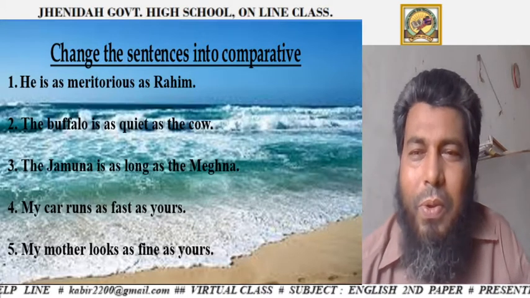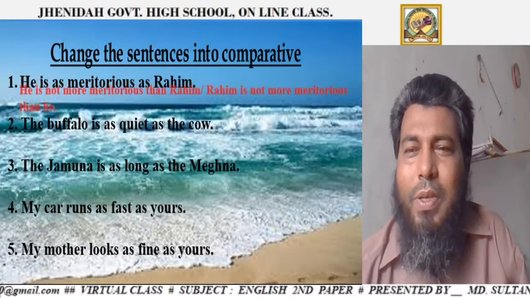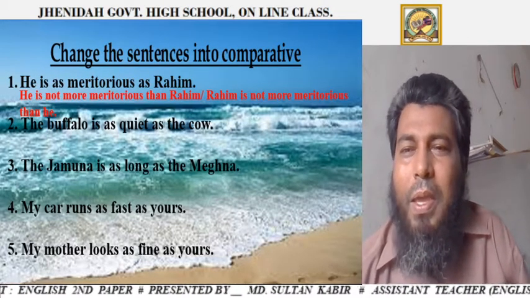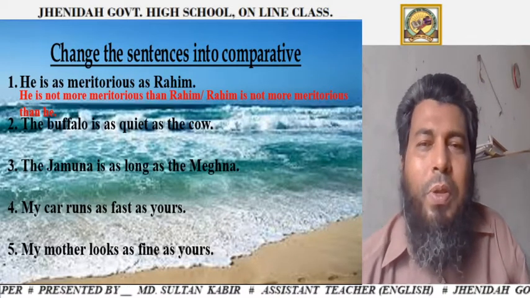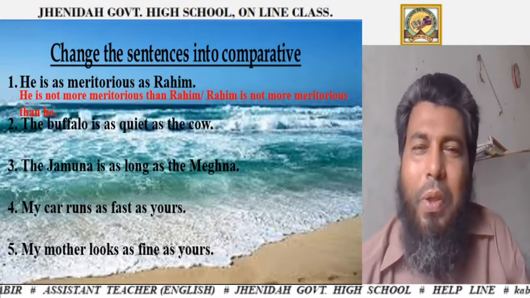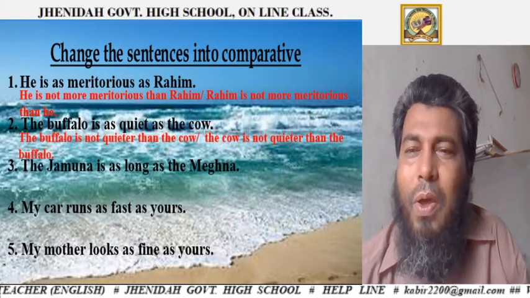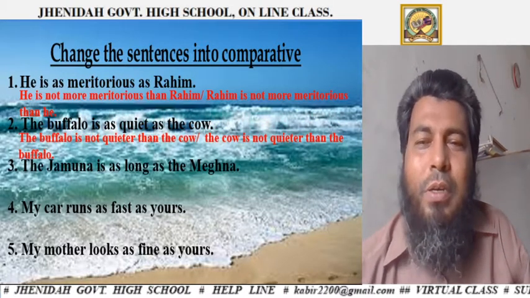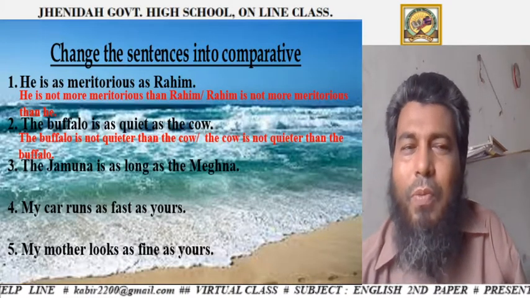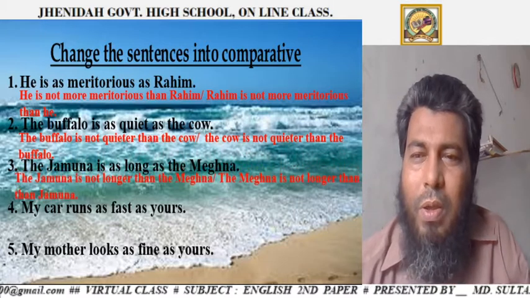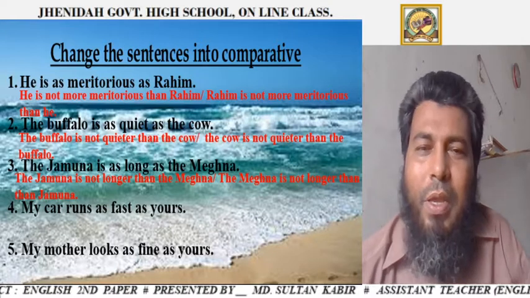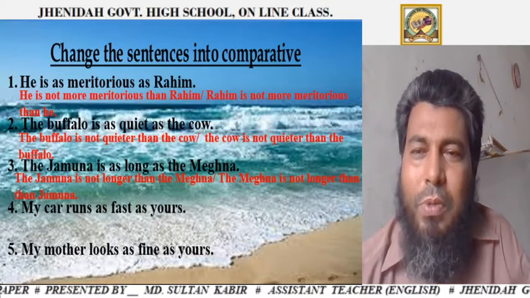Okay. Now look, the first answer. He is as meritorious as Rohim. The answer may be he is not more meritorious than Rohim, or Rohim is not more meritorious than he. Fine. The second one, the buffalo is not greater than the cow, or the cow is not greater than the buffalo. Third one, the Jamuna is not larger than the Meghna, or the Meghna is not larger than the Jamuna. Okay, fine.